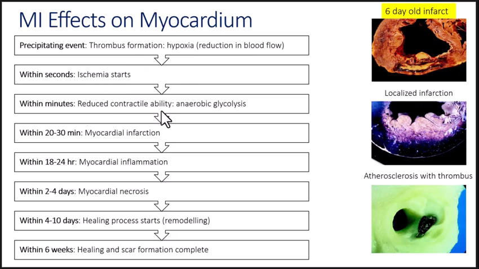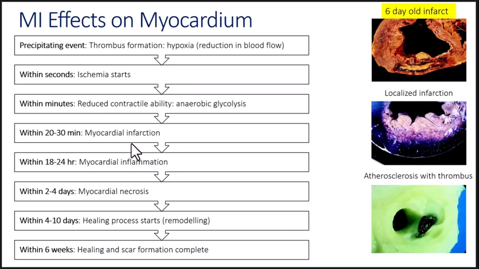Within minutes, we're going to have a reduction in the heart's contractility. It's not receiving as much oxygen, so it can't make as much ATP. And so it shifts from a state of aerobic metabolism to anaerobic metabolism, which is not as efficient in the production of ATP, which is required for so many functions. Within 20 to 30 minutes, if this is not corrected for, then a myocardial infarction can ensue.